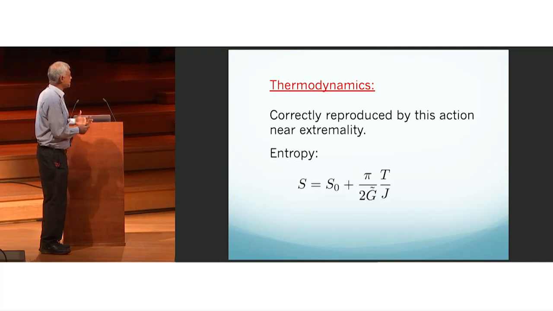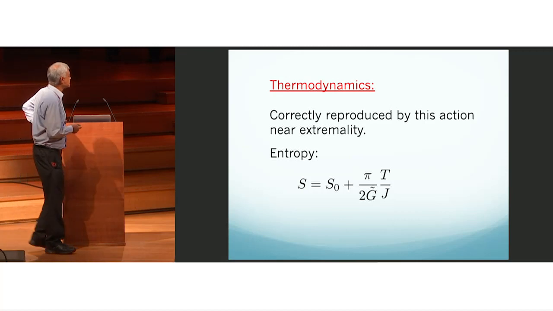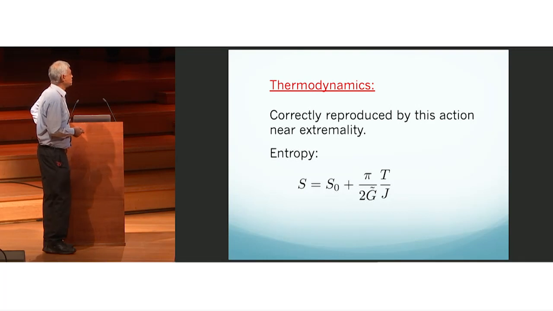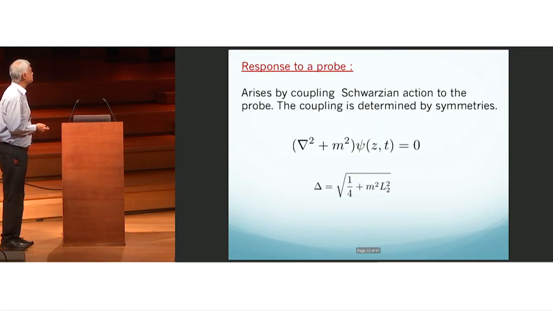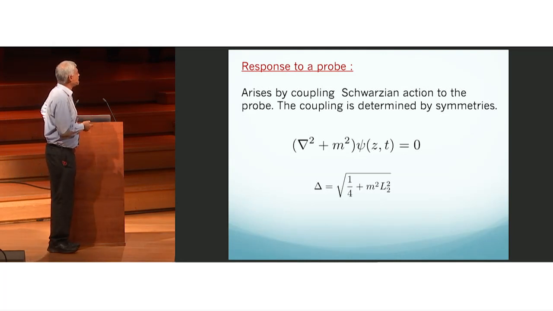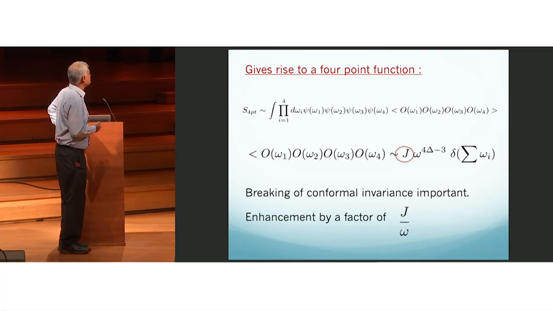For example, you can take a black hole in two-dimensional anti-de Sitter space, and its entropy comes out correctly from this Schwarzian action. It's linear in T. To make up the dimensions, you have 1 power of J in the denominator and G tilde. Similarly, if you have a probe, say a scalar, with some mass, this would be its anomalous dimension in AdS2, and you want to compute the response of the system, say a four-point function.